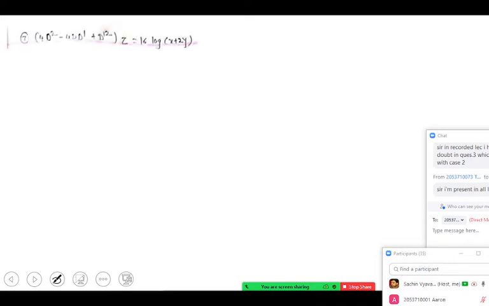So question number one on case 3 is on the screen. The question is like this: (4D² − 4DD' + D'²) z = 16 log(x + 2y). Yes, step number one is similar throughout the LD and PD. We have to find the roots of the auxiliary equation and write the CF.